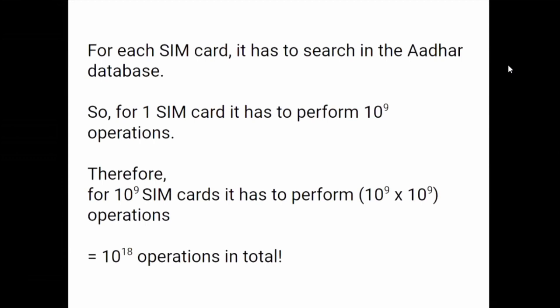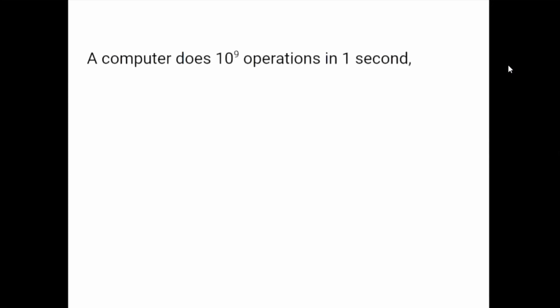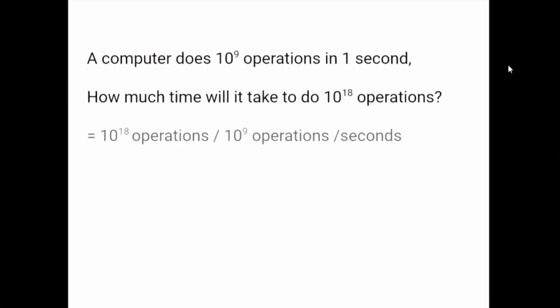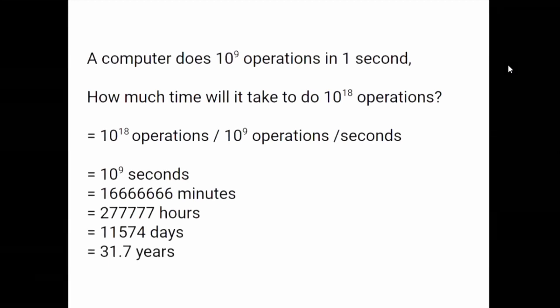Doing this for 10 raised to 9 SIM cards, you can do the math, it's 10 raised to 18 operations in total. Now let's see how much a computer can do in 1 second. A computer can perform 10 raised to 9 operations in 1 second. So for 10 raised to 18 operations, how much time will it take? It comes to approximately 31.7 years, that is 32 years. Just for retrieving an address for all the SIM cards, it takes 32 years.